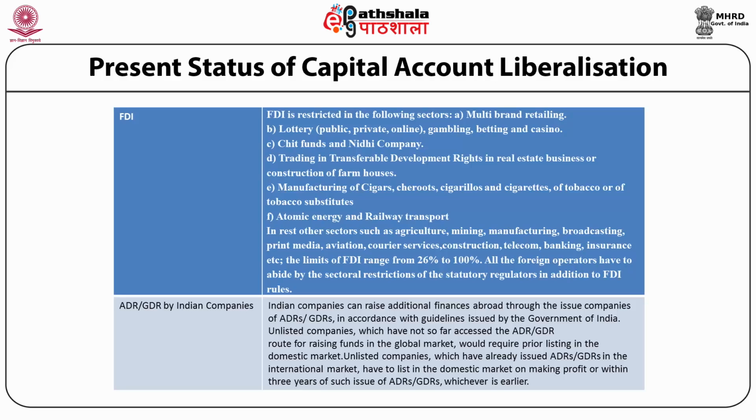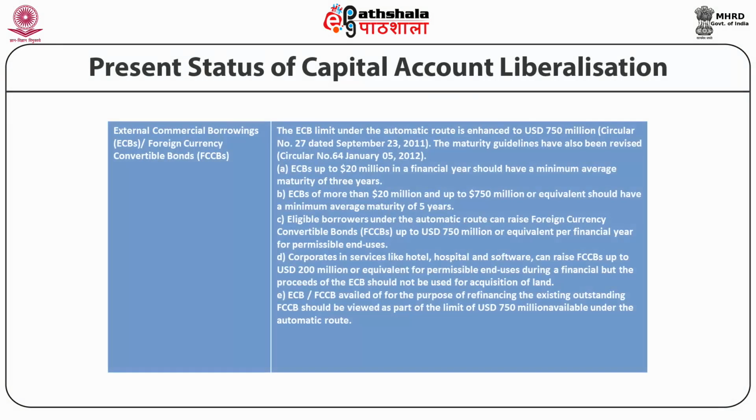Unlisted companies which have already issued ADRs and GDRs in the international market have to list in the domestic market on making profit or within 3 years of such issue of ADRs and GDRs, whichever is earlier. A limited two-way fungibility scheme is also operationalized through the custodians of securities and stockbrokers under SEBI. ECBs, that is external commercial borrowings, and FCCBs, that is foreign currency convertible bonds.